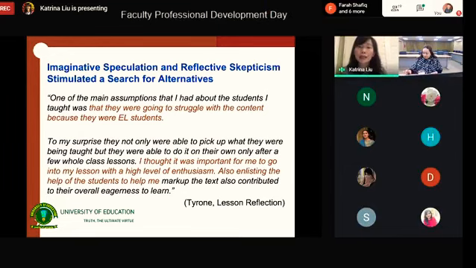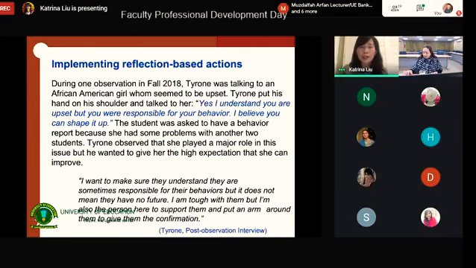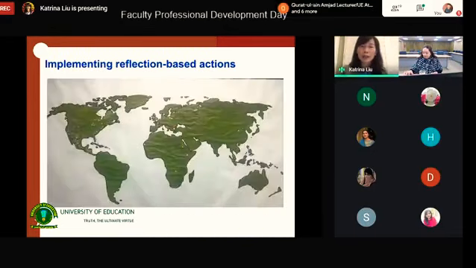For example, Tehran had some wrong assumptions about English language learners. He assumed that because language is a barrier, they would have trouble understanding the content. But based on his observation, his assumption was totally wrong. The kids are able to learn the content, even though sometimes the language is a barrier. And Juan also started to think about using diversity to make more learning tools, not having the kids change their minds, but trying to build on their strengths, the strengths of kids with diverse backgrounds. So they have implemented certain actions. For example, Juan started a cultural heritage program.